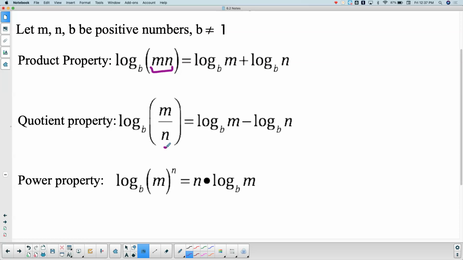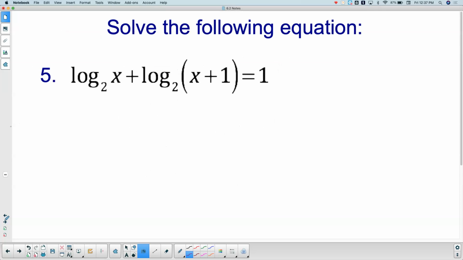We're not going to go high intensity into expanding and condensing logs. We're going to use it basically to solve. So let's put it to good use here now. In this particular case, I've got 2 logs, but I've also got an extra number that's not part of the log. So that's extra stuff. I can't just say log base 2 of x equals log base 2 of x plus 1 because I've got that extra 1 hanging out there.